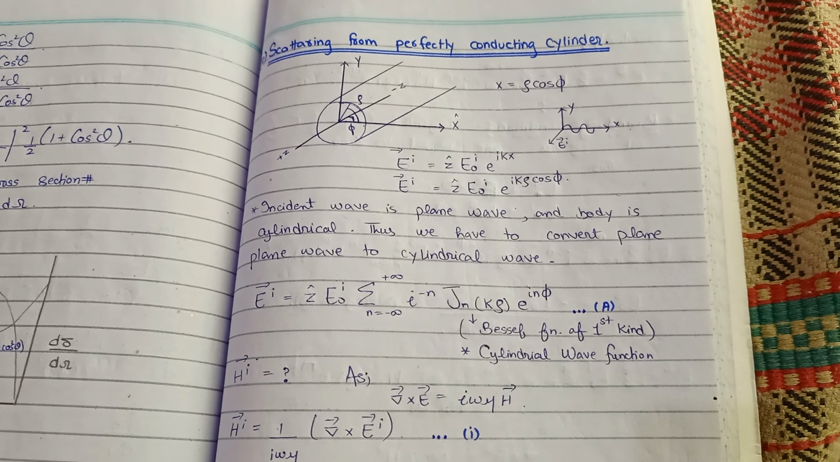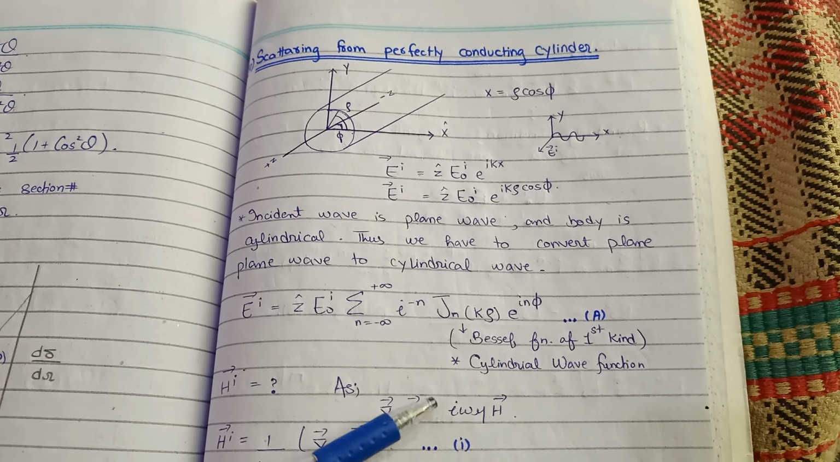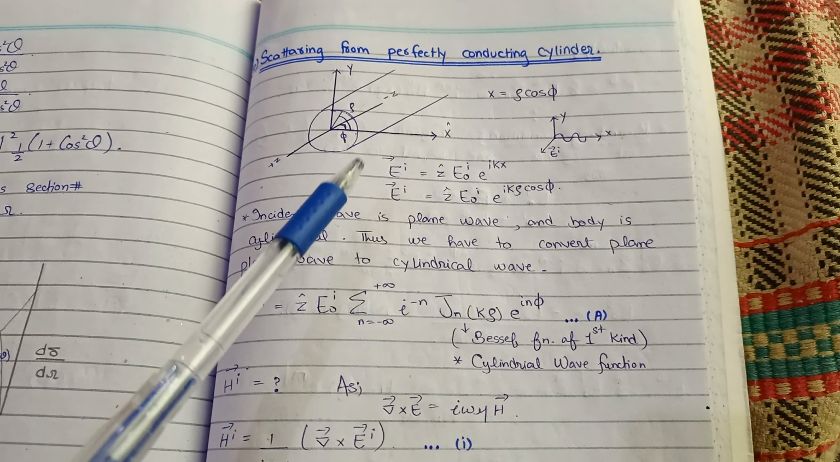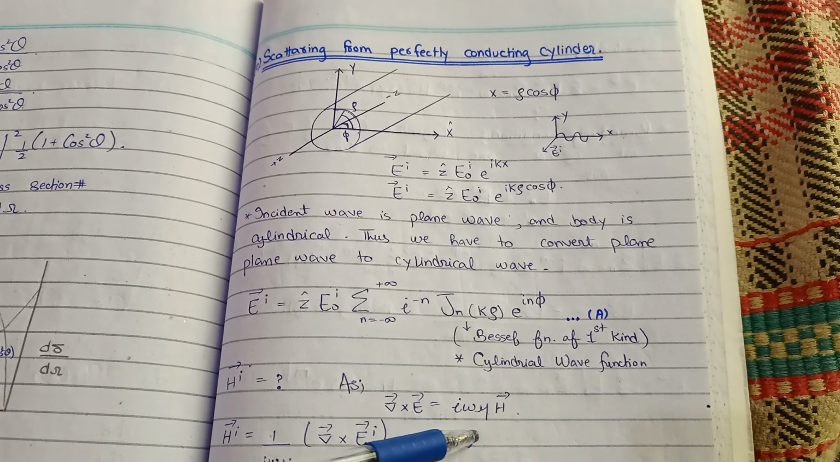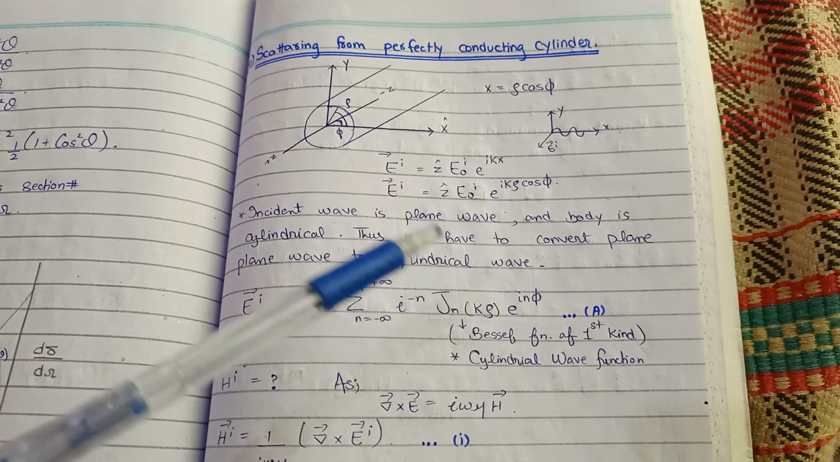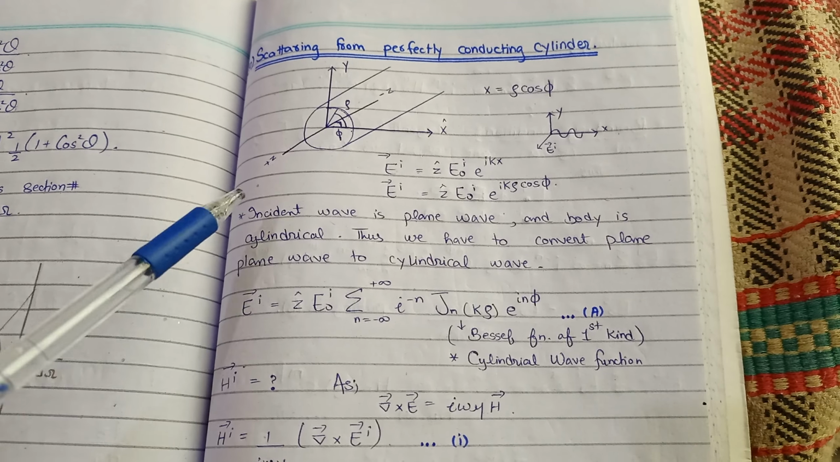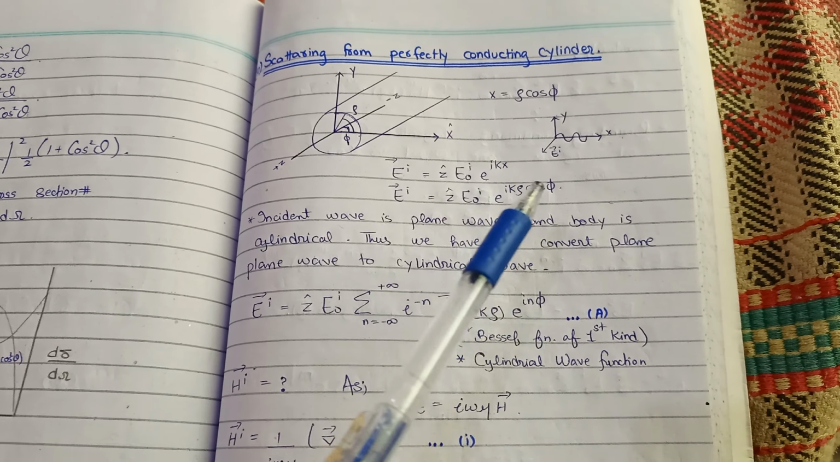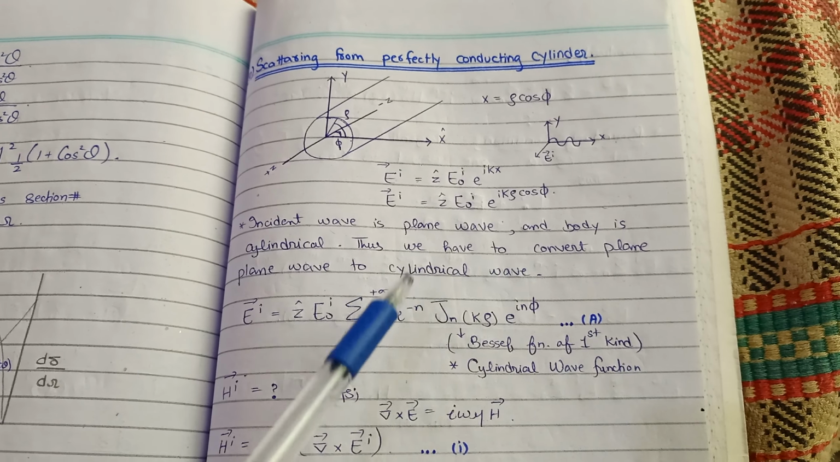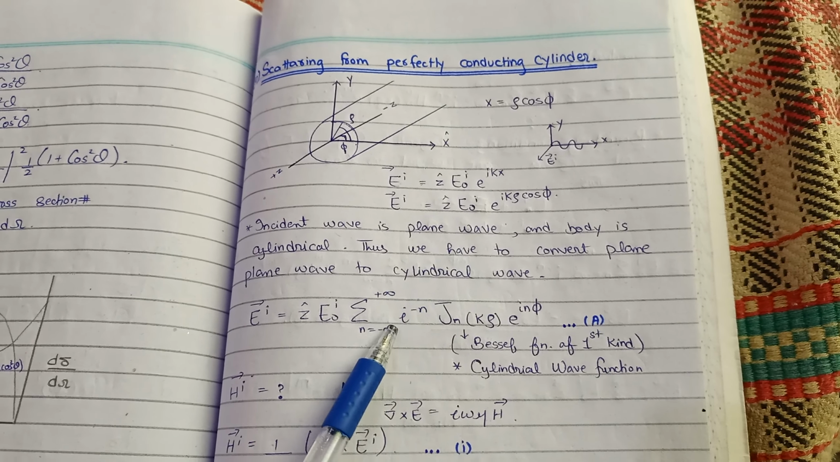Bessel functions are basically the cylindrical wave functions. So you have to write your electric field equation in terms of Bessel functions, because Bessel functions are the cylindrical wave functions. Incident wave is a plane wave and the body is cylindrical. Thus we have to convert the plane wave into a cylindrical wave by using Bessel functions.